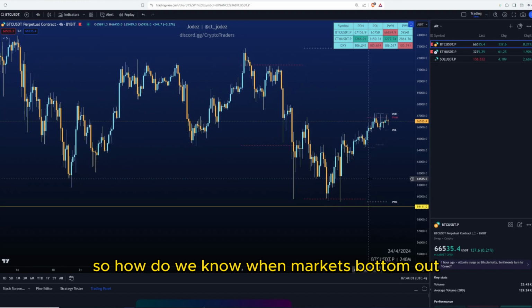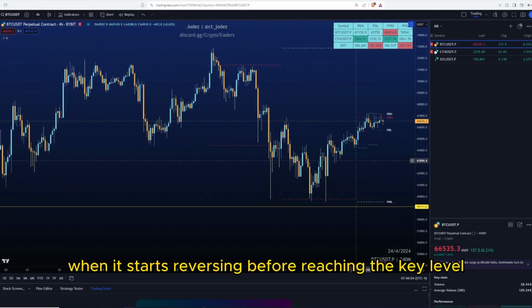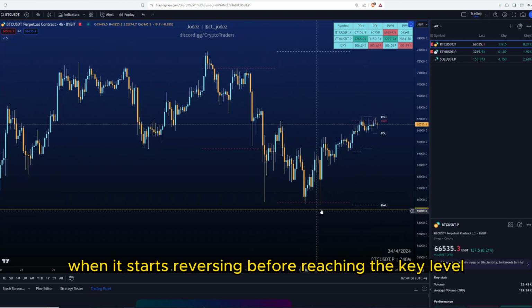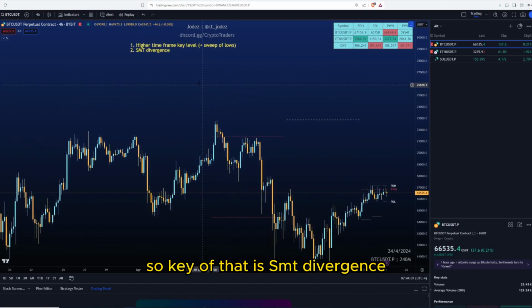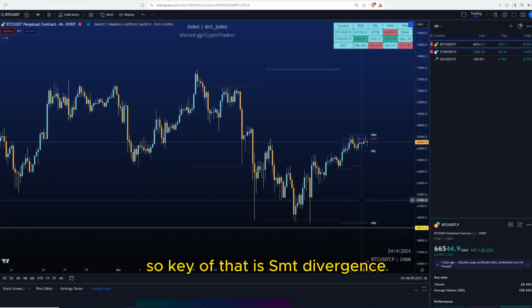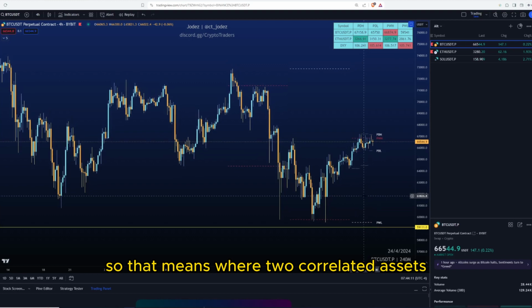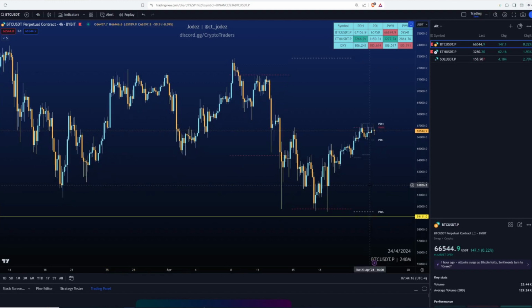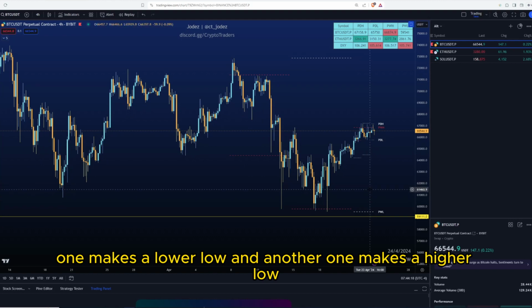So how do we know when the market has bottomed out? When it starts reversing before reaching the key level. The key to that is SMT divergence. That means where two correlated assets, one makes a lower low and another one makes a higher low.